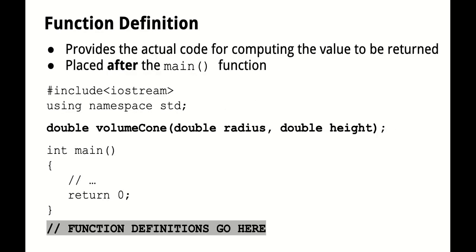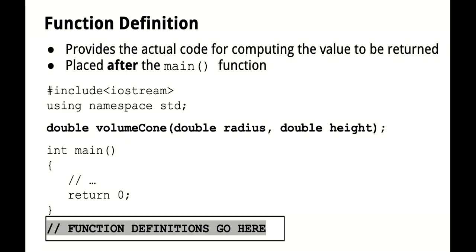Now, to actually define the function after you've declared it, the function definition is where a computation or another task might happen. The function definition will go after the main function. It's like the best style to use. So declare your functions before main. You'll have your main function still, and then the actual function definitions will go after main.